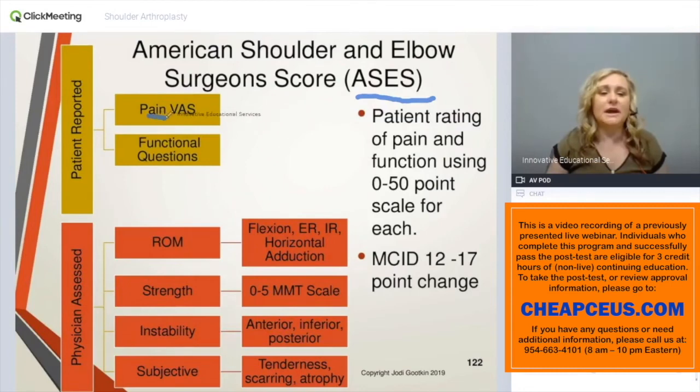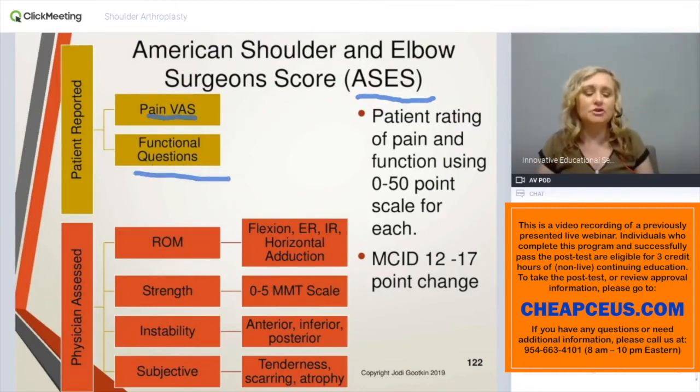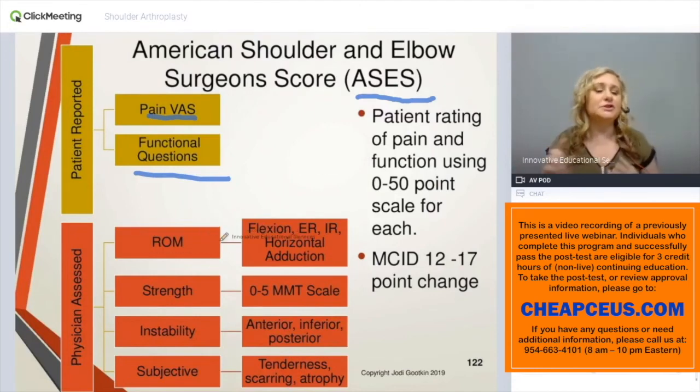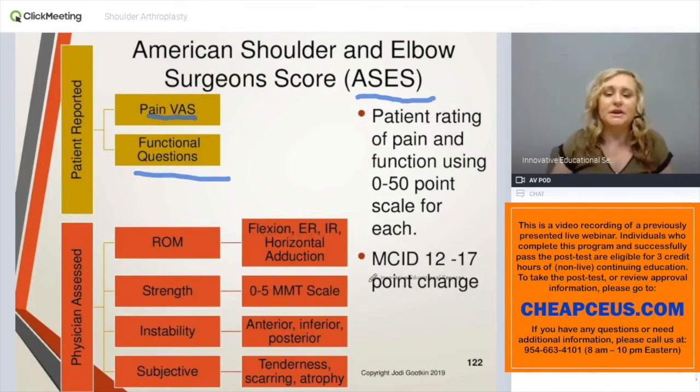It's going to use a visual analog scale to rate their pain, and then it's going to ask the patient functional questions, where they are going to say, can you put on a coat? Are you able to do your toileting? Can you lift your arm to wash your hair? And then the physician component is looking at strength, range of motion, subjective assessment, looking at scarring and atrophy, and then it's going to come up with a calculation.